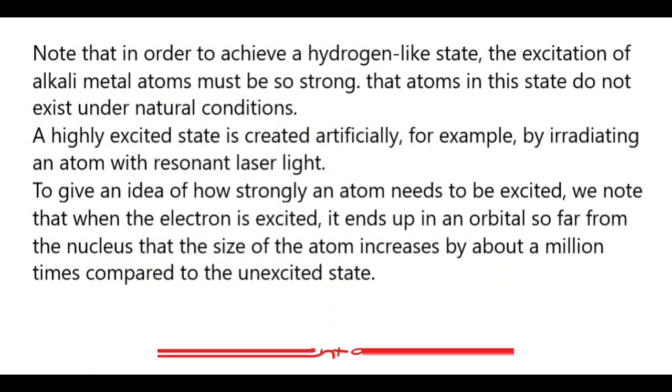Note that in order to achieve a hydrogen-like state, the excitation of alkali metal atoms must be so strong that atoms in this state do not exist under natural conditions. A highly excited state is created artificially, for example, by irradiating an atom with resonant laser light. To give an idea of how strongly an atom needs to be excited, we note that when the electron is excited, it ends up in an orbital so far from the nucleus that the size of the atom increases by about 1,000,000 times compared to the unexcited state.